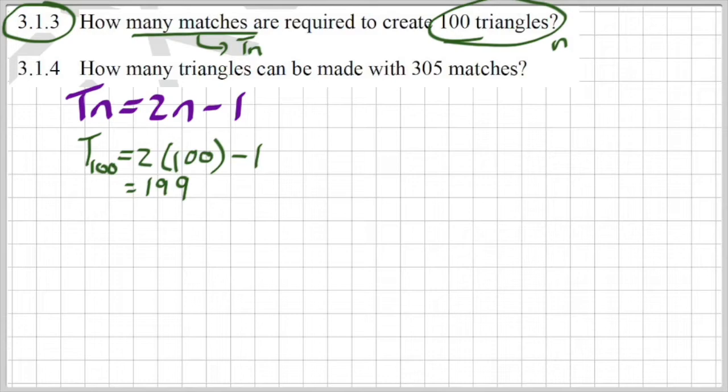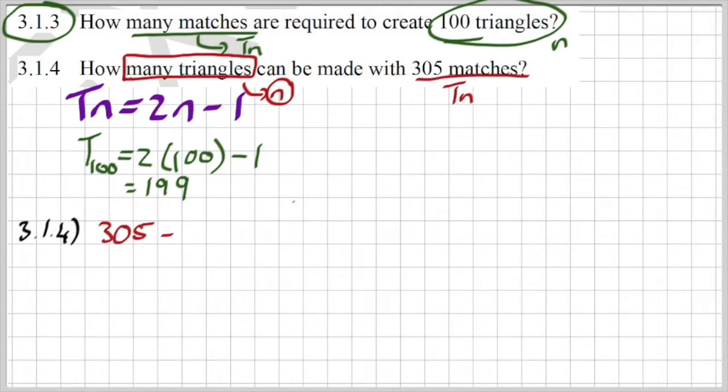Looking at 3.1.4, now they're asking me how many triangles. So in other words, n is the question. How many triangles can be made with 305 matches? So that is Tn. I'm substituting that into my formula. So 305 is equal to 2n minus 1. And now I've got to solve for n.